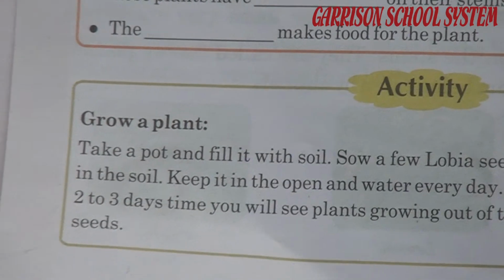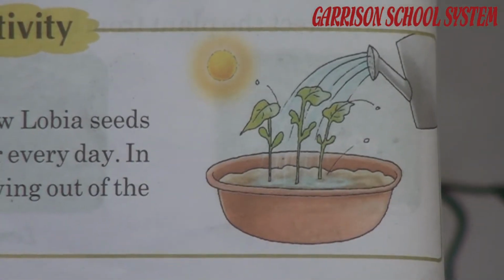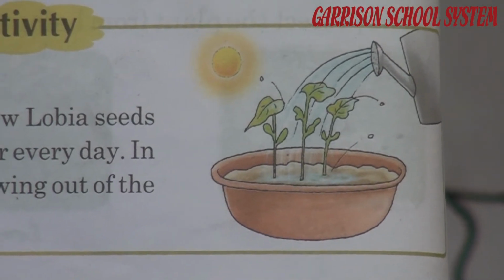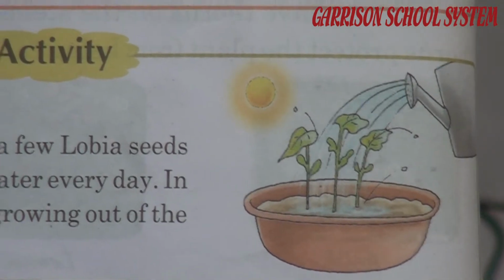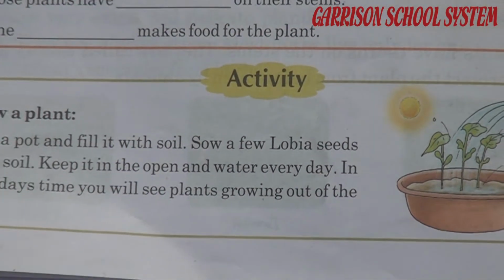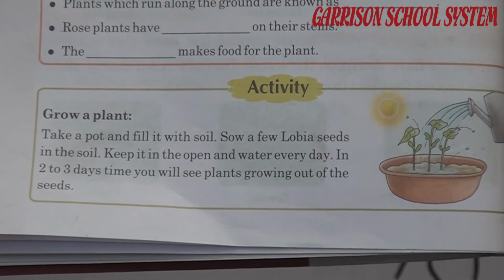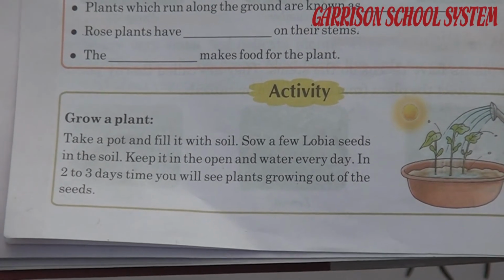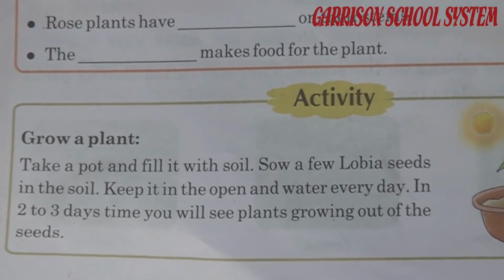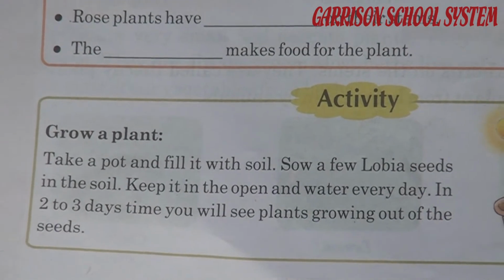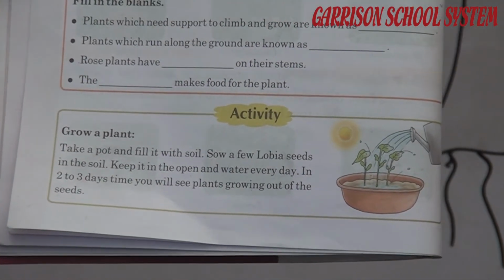Now there is an activity for you. If you can do it at your home, grow a plant. For this you need a pot. Take a pot and fill it with soil. Sow a few lobia seeds and any other seeds which are available in the soil. Keep it in the open and water it every day. In 2 to 3 days time, you will see plants growing out of the seeds. If you want to know how plants grow, you have to do this activity at your home. Okay.